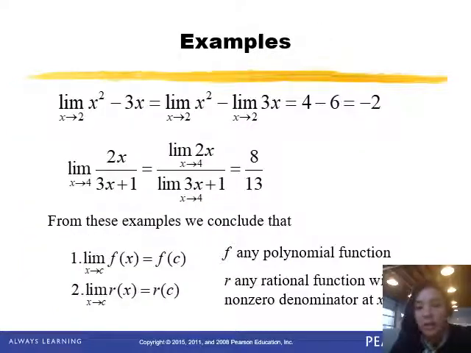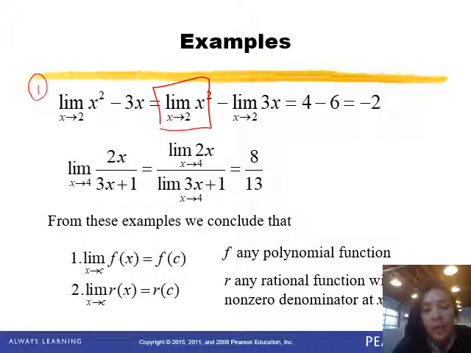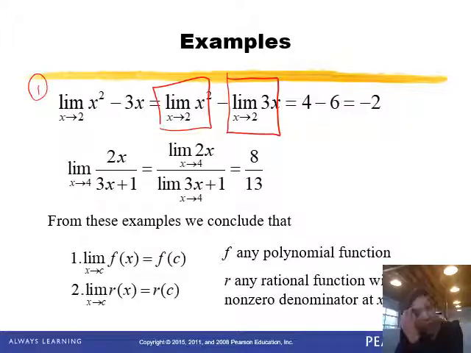All right, so let's do some actual problems here. Here you can see the first problem, the limit as x approaches 2 of x squared minus 3x. Notice how we broke it up. We said the limit as x approaches 2 of x squared, minus the limit as x approaches 2 of 3x. Well, as x approaches 2, the limit of x squared is 4.